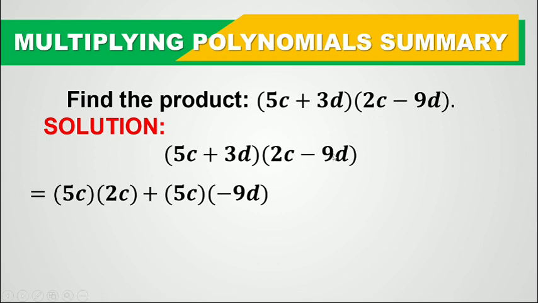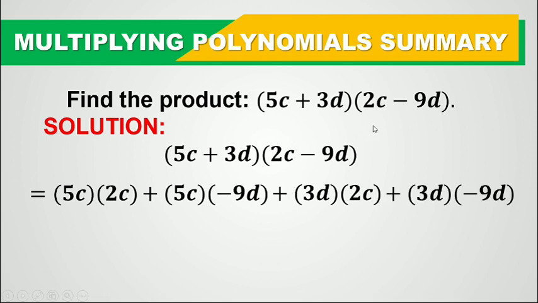So, 5c times negative 9d, and then plus the product of the inner term. So 3d times 2c, and then plus the product of the last term. So 3d times negative 9d, or simply, like the distributive property. This one times this one times that, this one times this, and so on.